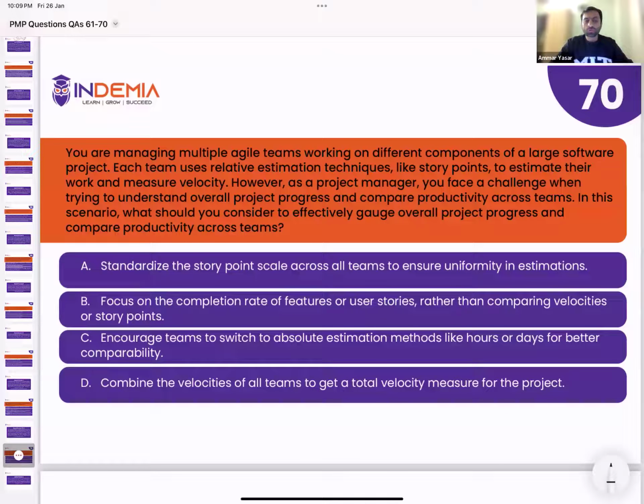So we should focus on completion rate if we are looking for the progress rather than standardization. And other options, for example, convert into R's, that is not relevant. We don't go for R's because R's is for new teams. That is absolute, right? Teams which are just starting their work, for them, they can use R's. That is absolute estimation, but relative estimation is for the team to give them more flexibility and options. So right answer is focus on the completion rate of features rather than comparing velocities of story points.